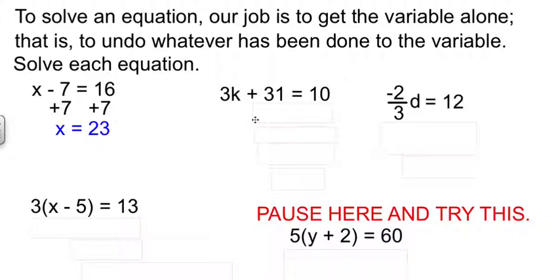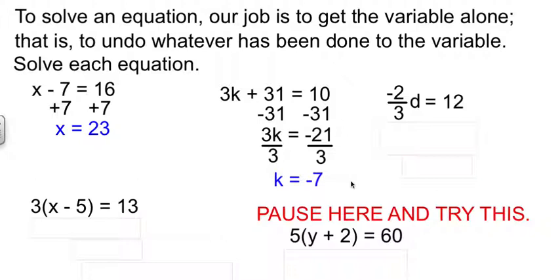This one's a little bit more involved. We need to get rid of the 31 first. To do that, we subtract 31 from both sides. That leaves us 3k equals negative 21. Then to get rid of the 3, divide by the 3's, and we get k is negative 7. Pretty sure you've seen this before.